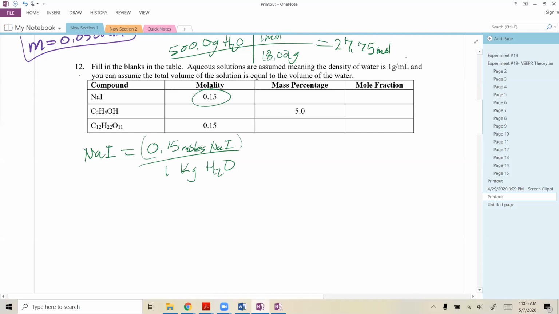If we wanted it as a mole fraction, then we could take the kilograms, turn it into moles, and then compare it that way. So a lot of concentration units are interchangeable. You just have to know how to use your conversion factors to get from one to the other.